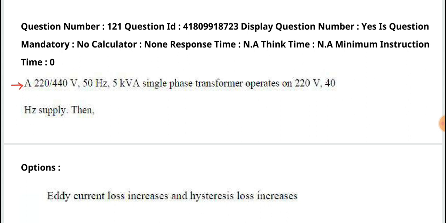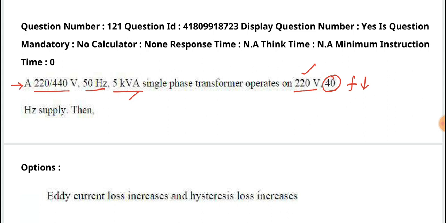The question here is a 220 by 400 volts, 50 hertz, 5 kVA single phase transformer operating at 220 volts, 40 hertz supply. Okay, here the condition is a 220 volts input, 440 volts output voltage transformer having a 5 kVA rating operating at 220 volts. Same voltage, but what about the frequency? Frequency is reduced here. So can you tell me what is the condition here?